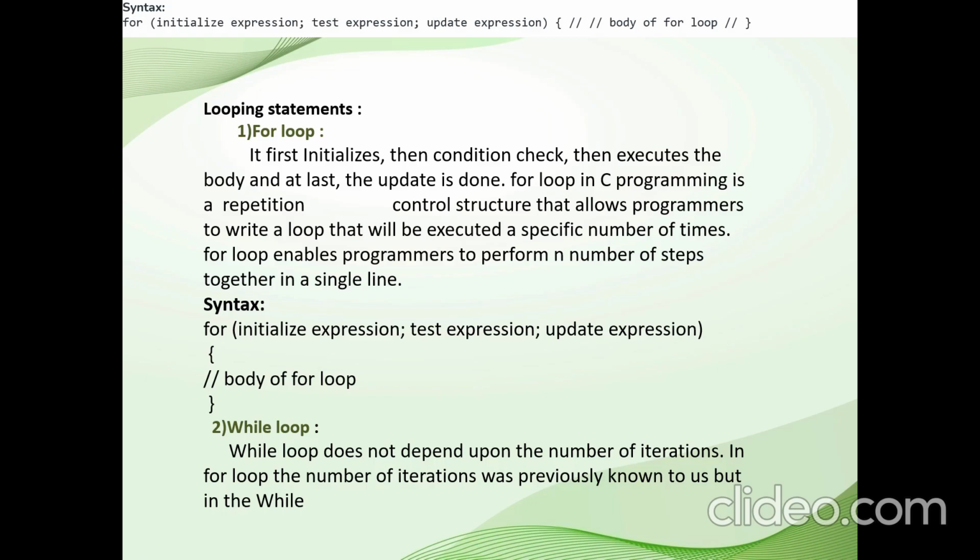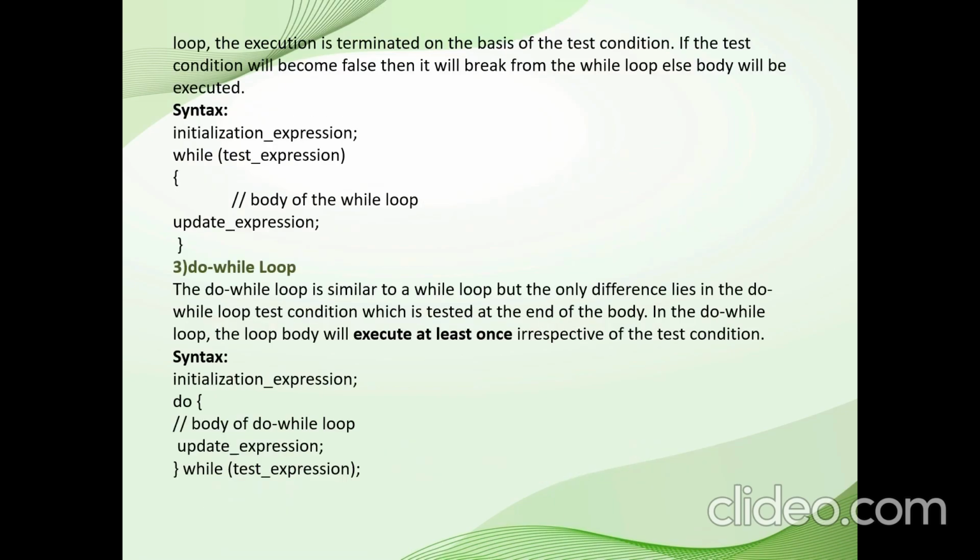While loop. A while loop does not depend upon the number of iterations. In a for loop, the number of iterations was previously known to us, but in a while loop, it's not like that. In the while loop, the execution is terminated based on the condition. If it is false, it will break from the while loop, else the body will be executed. So this is the syntax. Initialization expression, while test expression, body of while loop, update expression.